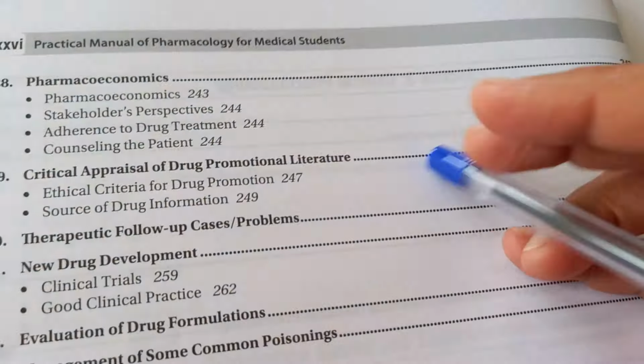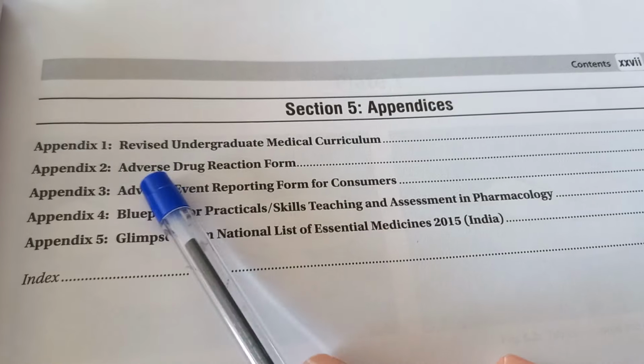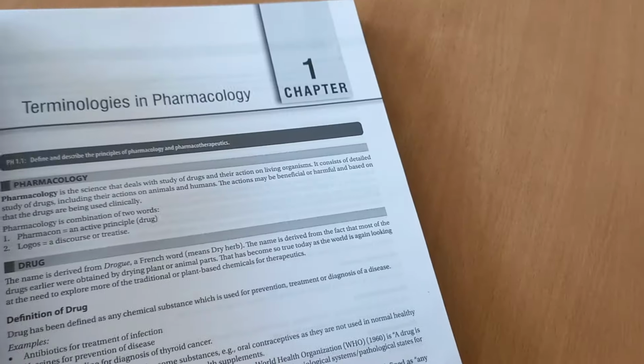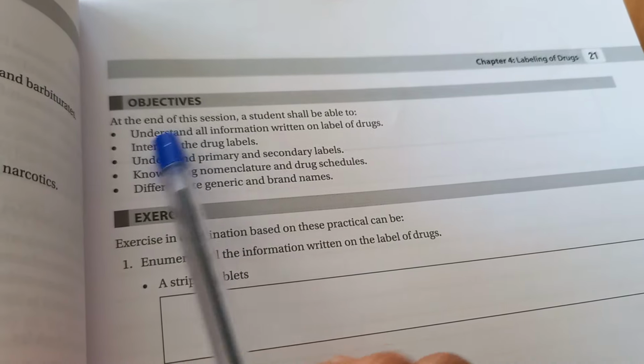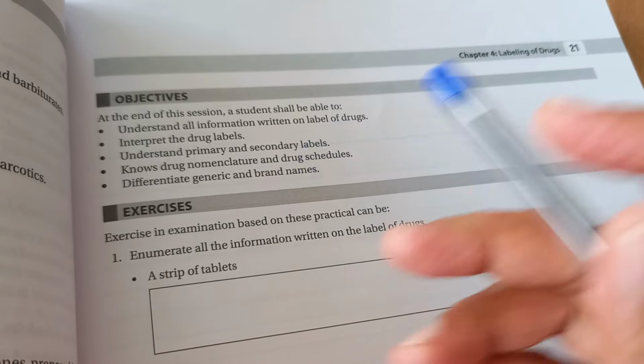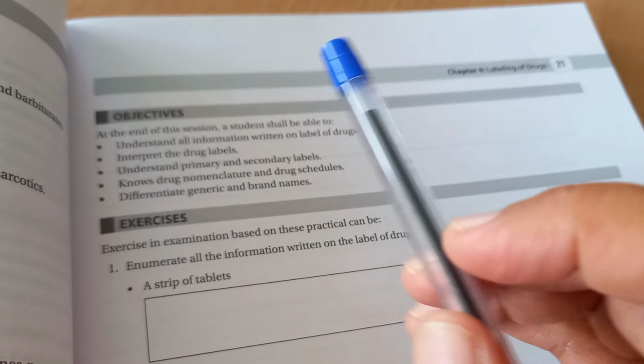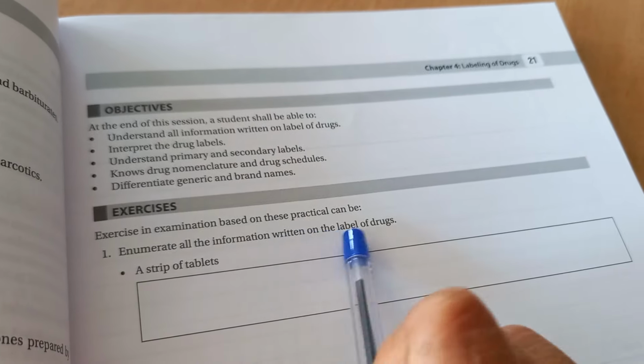What else? Here they are talking about the ADR form. So look at the book now. At the end of every chapter, they have told you the objectives of this chapter, right? You should understand all the labels of drugs. How will you interpret the label? You should always check the name on the bottle before giving the drug, right? You should also check the expiry date. Very important. Then you'll see the manufacture date, all that.